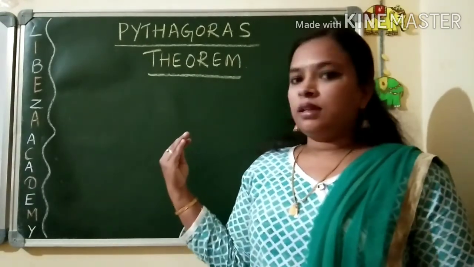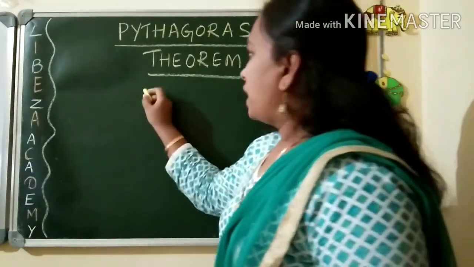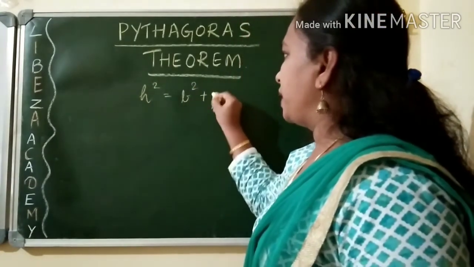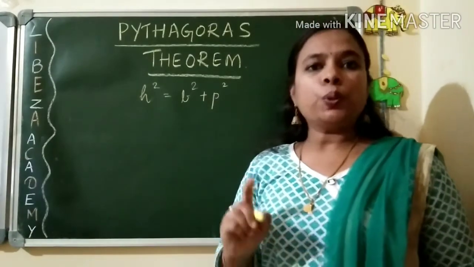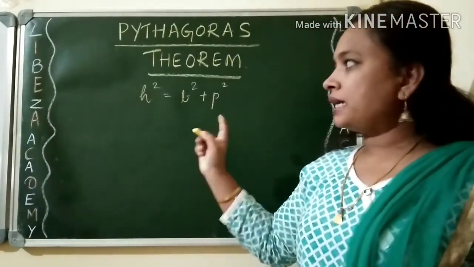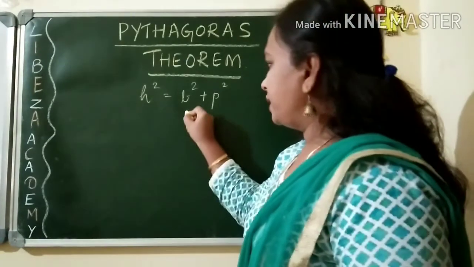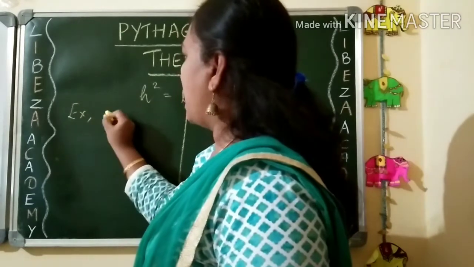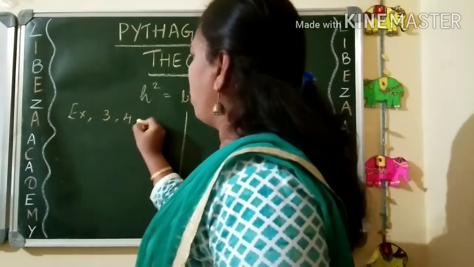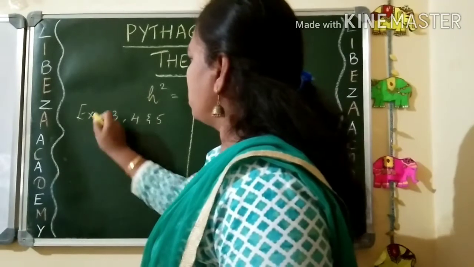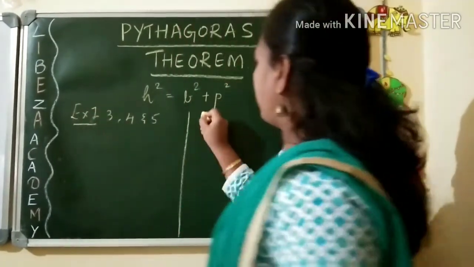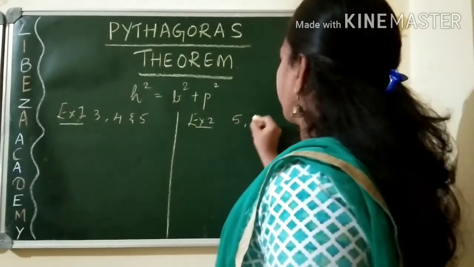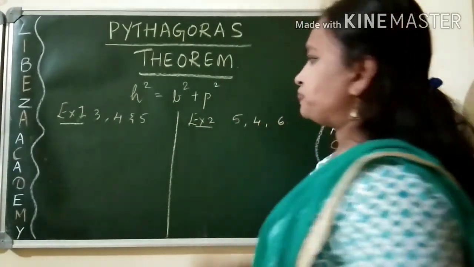Pythagoras theorem states that hypotenuse square is equal to the sum of base square plus perpendicular square. Now let us see two examples to check whether they satisfy this theorem. I will take the first example, example 1, where the sides are 3, 4 and 5. And here I will take another example where the sides are 5, 4 and 6.